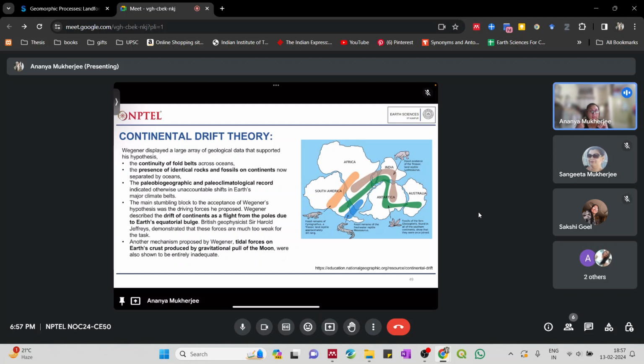The other mechanism that was given by him was the tidal forces occurring on Earth's crust due to the gravitational pull of the moon. Again, the tidal forces caused by this mechanism are not enough to move continents from one place to another. So these two were the important disadvantages of the continental drift theory that was given by Wegener.